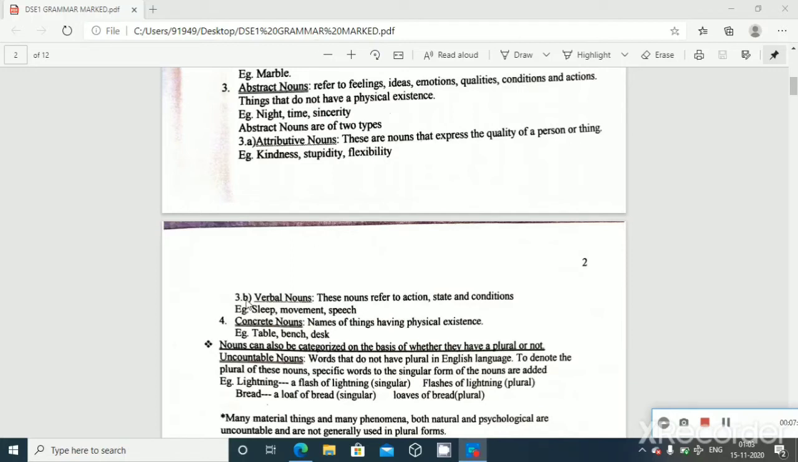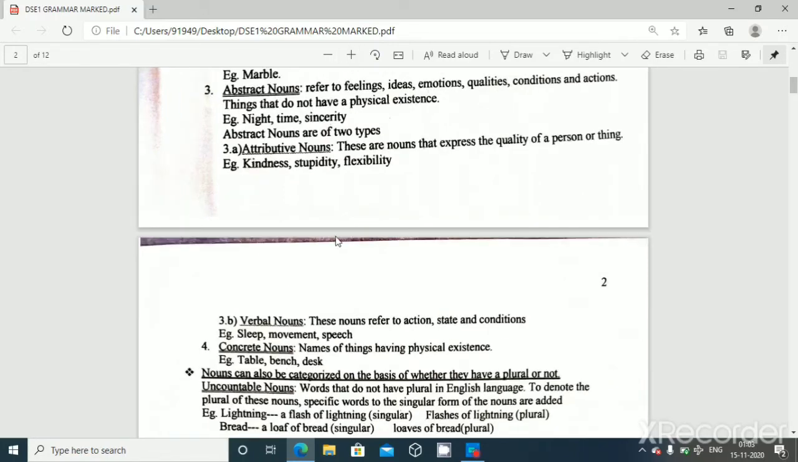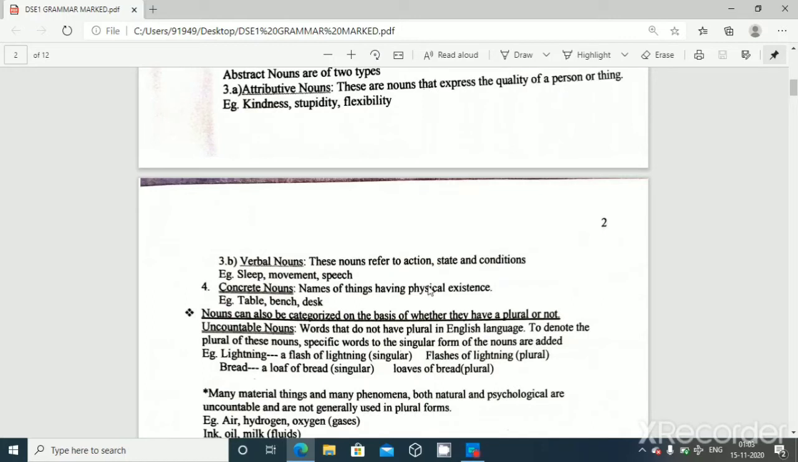The second type under abstract. We know already it has got two divisions, 3.A and 3.B, as verbal noun. Verbal noun. Verb we haven't discussed yet. Still, we know verbal. Verb is something related with actions, right? Yes. In that sense, verbal nouns refer to action, state, and conditions. Of course, we already know from the introduction of parts of speech that verbs as a category are already there.